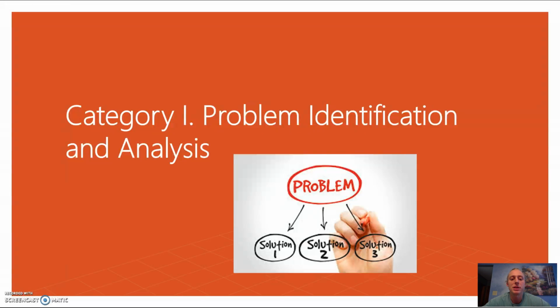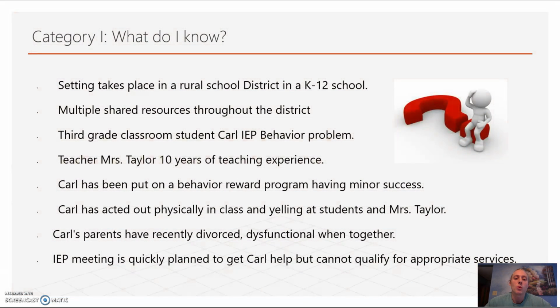The first category that we are going to be looking at today is identifying the problem and coming to an analysis of the situation at hand. So we paint the picture as a rural school district, seems to be strapped financially, and there are multiple shared resources throughout the school district. There are assistant superintendents who are taking on roles with teaching. There are school counselors at hand. A resource room is available, and multiple things throughout the district we can go back to.